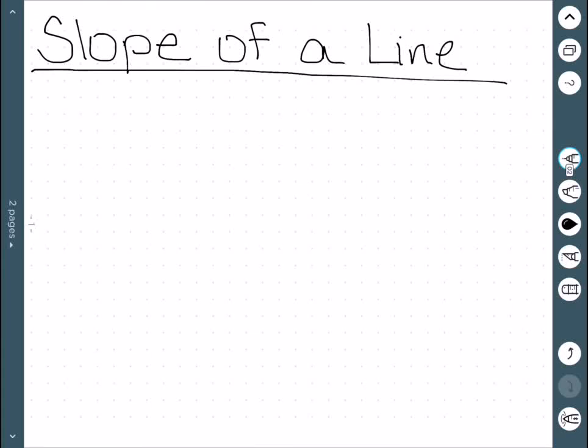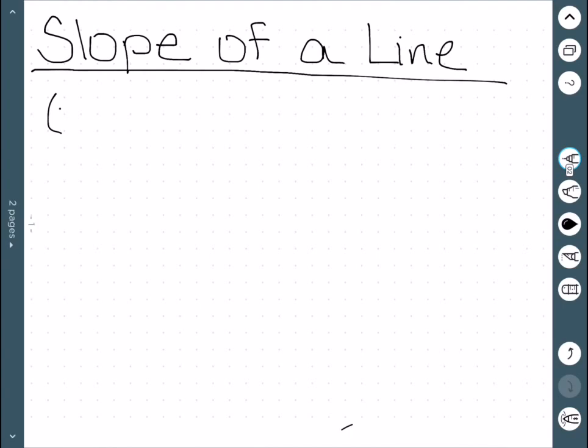Here we'll discuss the slope of a line. The slope of a line is basically a numerical way to measure how steep it is. The larger the slope, the more steep, and the smaller the slope, the less steep the line.